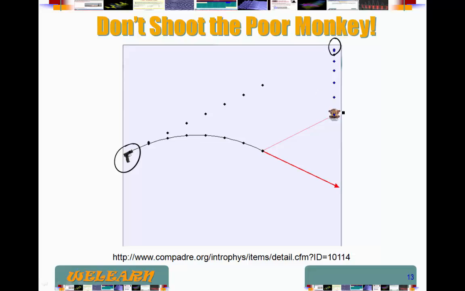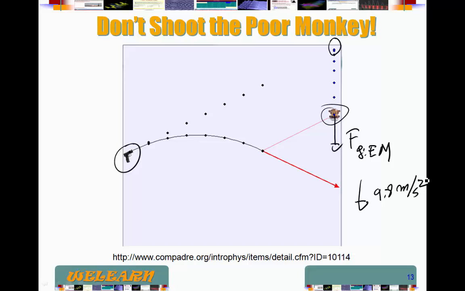Now, as it falls, the monkey is going to be subject to a unique force. That's the gravitational force, or the pull of the earth on the monkey. Because of that force, the acceleration of the monkey is going to be downward at 9.8 meters per second squared.